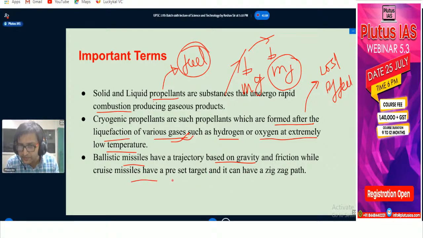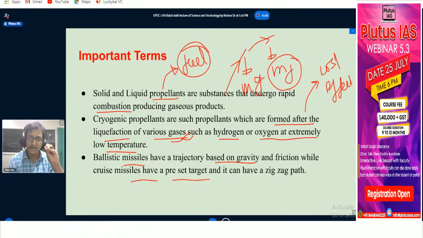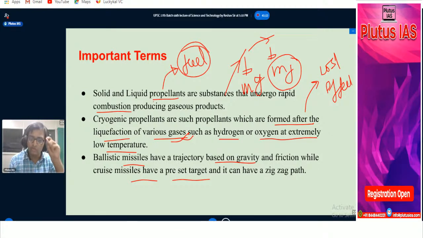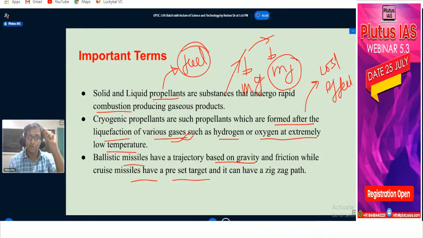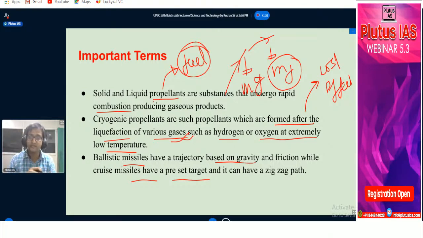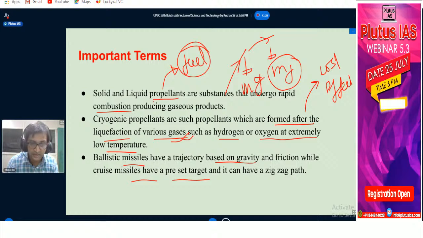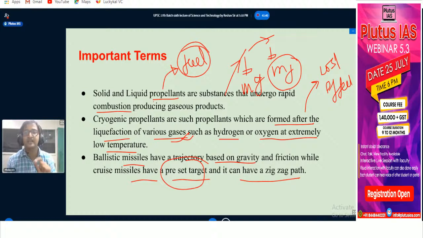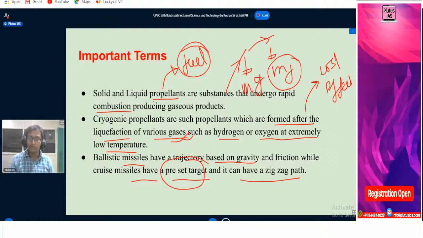Now cruise missile has a preset target, that's why in BrahMos I have written fire and forget. Only what you have to do, you have to set the target, you have to fire it, and the rest will be automatically guided in the missile. Until it achieves its target, it will not collapse or come to rest. So that's why cruise missile has a preset target, and it can have a zigzag path, because if the target is moving, the cruise missile can also move.